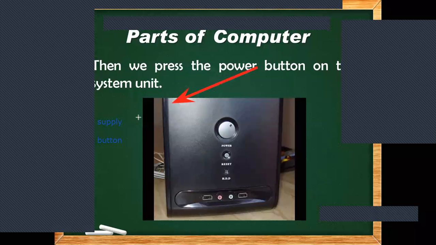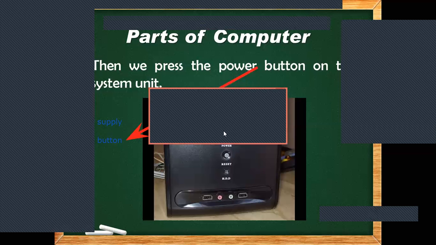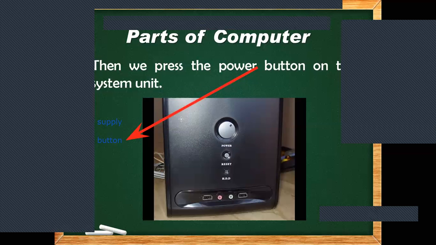Before starting the computer, we have to first switch on the power supply and then we have to press the power button. We have two things, power supply and power button. We first switch on the power supply and then we press the power button. So we just have to press two buttons to switch on the computer. Okay, now my question is, what are the two buttons we have to press to switch on the computer?